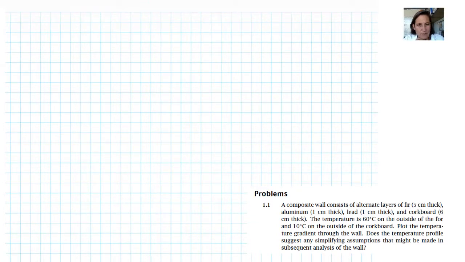Okay, let's go through this problem 1.1 together. And I'll just be honest with you that there are probably different ways of doing this. I'll tell you how I thought about it as I read the problem.